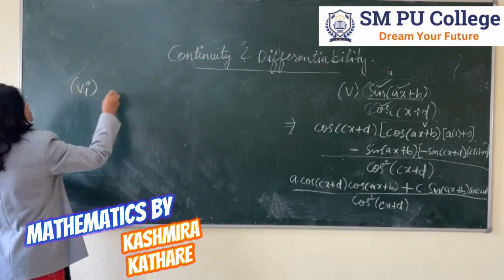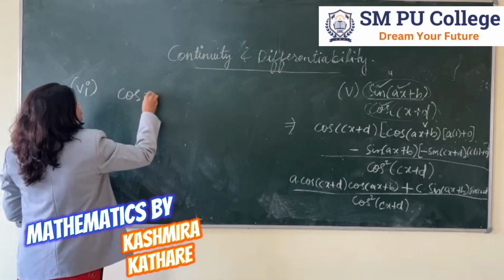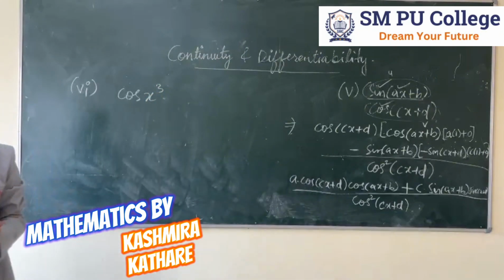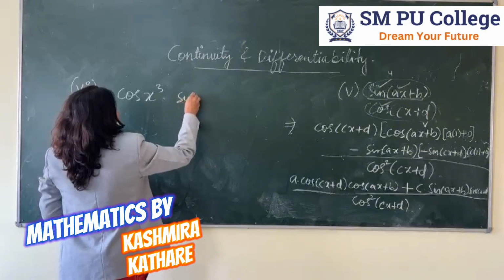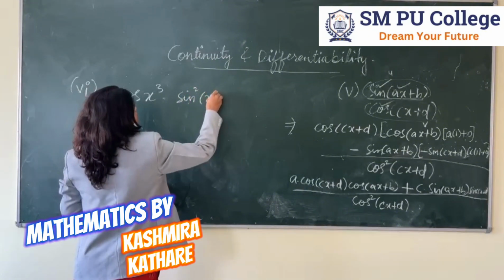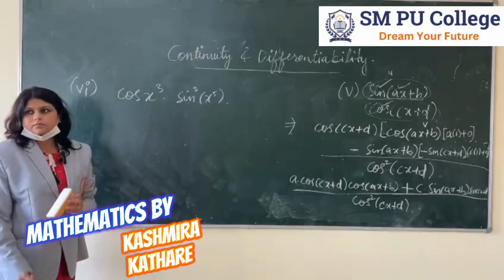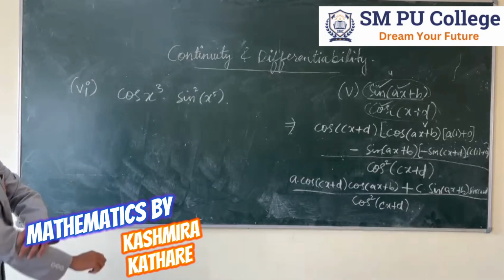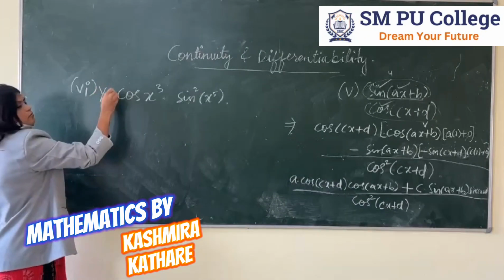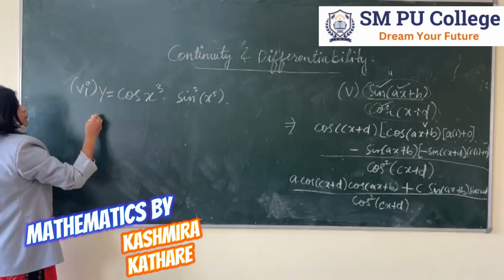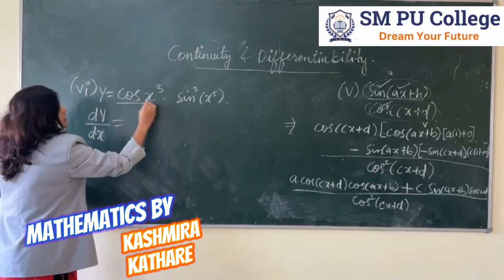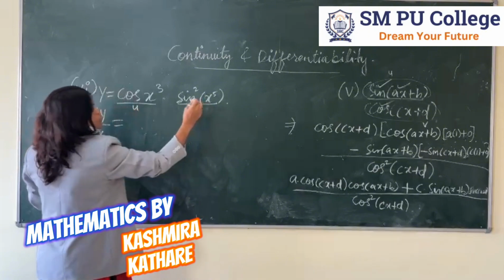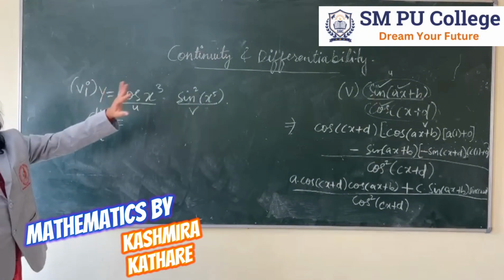Sixth question. Cos x cube into sin square x raised to 5. So now what we have to do? First we will denote this with y. Differentiation of y is dy by dx. This is like u and this is like v. First function, second function. What is the formula?